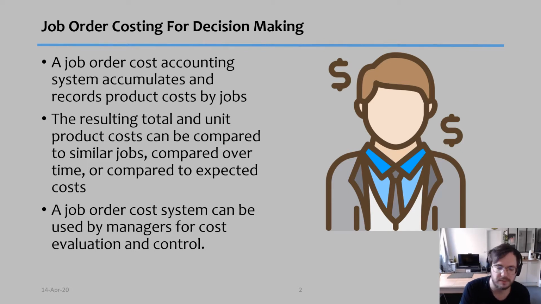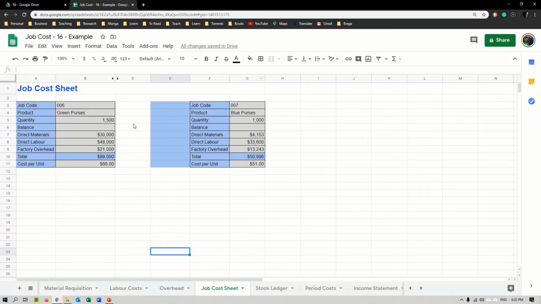So this might seem a little bit like, well, what does this all mean? Well, let me show you an example of how we would use this tool in order to help us understand our costs. So I calculated and changed a couple of things, but here we have two different jobs, job 6 and job 7. Now, both of them are similar because they both produce purses, but one is in green, the other one is in blue. One produced 1,500 units, the other one produced 1,000 units.